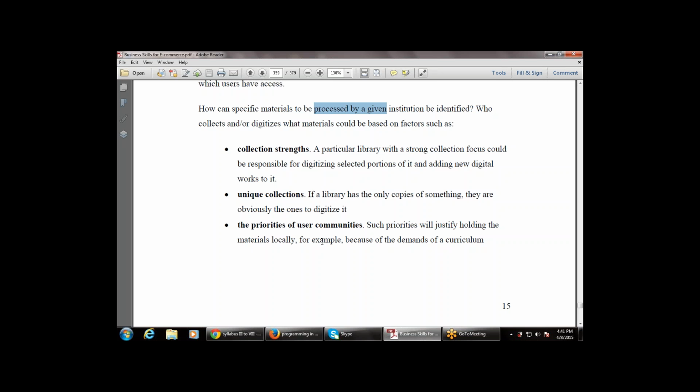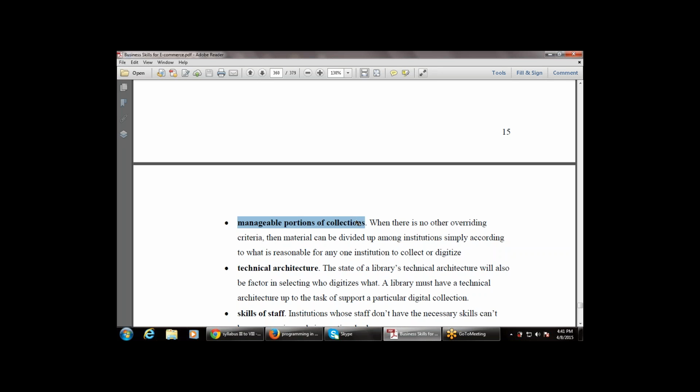Then priorities of user community. That is, the information that is stored on the digital libraries also depends on the priorities of user communities. That is, what the user needs is the priority. Such priority will justify holding the material locally, for example, because of the demands of a curriculum.